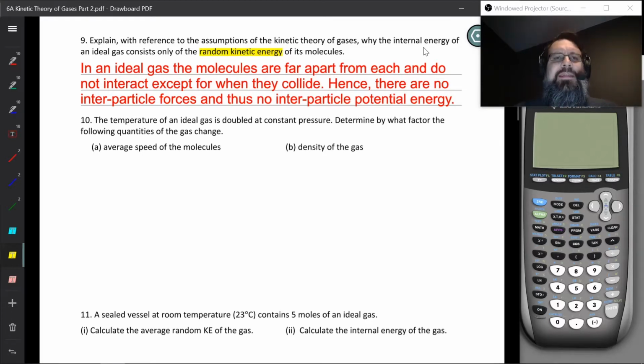Question 10. The temperature of an ideal gas is doubled at constant pressure. Determine by what factor the following quantities of the gas change. So we want to figure out, if we double the temperature but keep the pressure constant, how the average speed of the molecules will change, and how the density of the gas will change. All right, let's start with the average speed of the molecules.